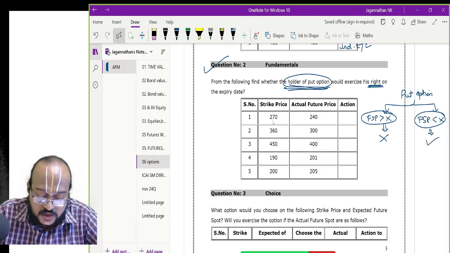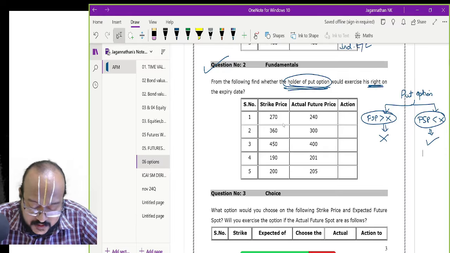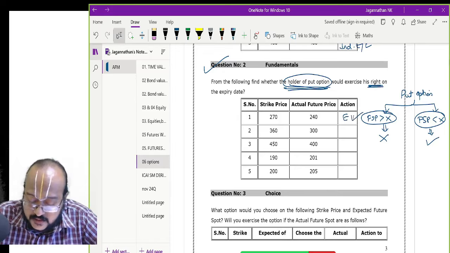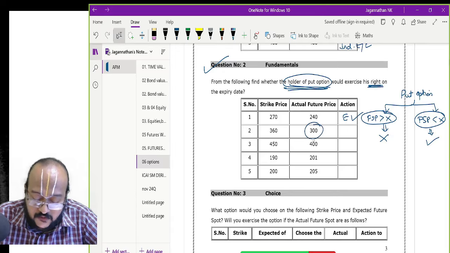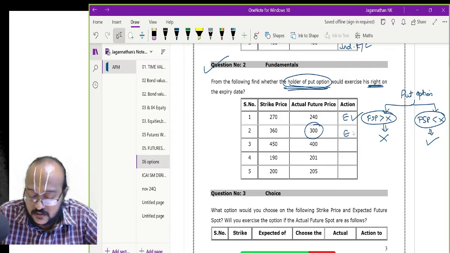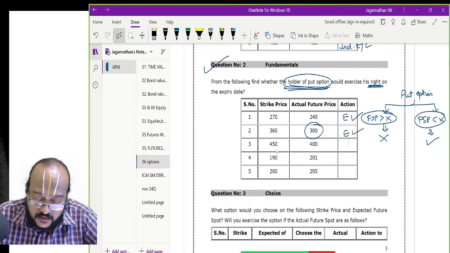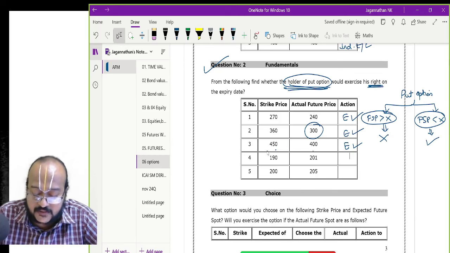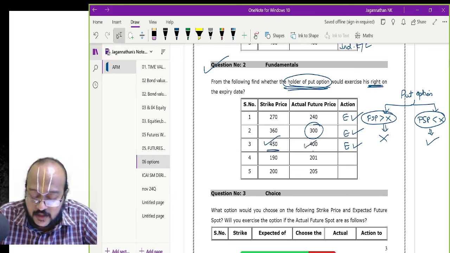Tell me, future spot price is less than strike price. Yes, surely you will exercise. Tomorrow if the price is 300, a share worth 300 is available to sell at 360. Will you sell? Of course, yes. If it is 450 and 400, will you exercise? Yes. Correct. The higher the price you are selling at and the lower the price you buy at, the more you will make. Then you will make 50 profit.